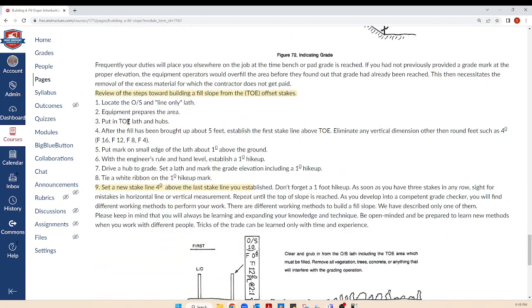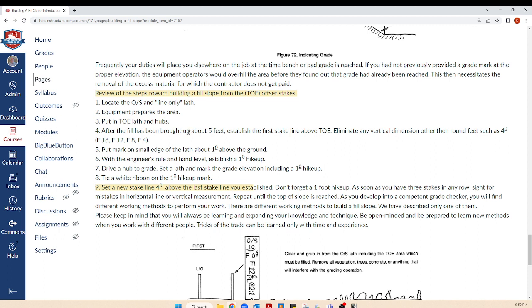So locate it and then get the area prepared: clean out, knock down a tree if you have to. Whatever you've got to do, get this offset stake in the ground. And then put in a toe lath and hubs all up and down that thing. Don't go down, down, down. Go toes or tops all the way across. Put in toe lath and hubs.